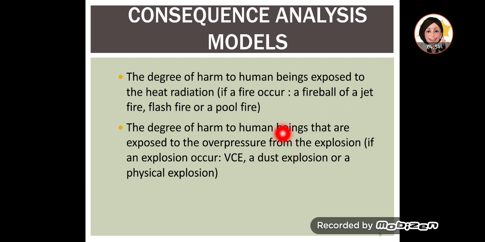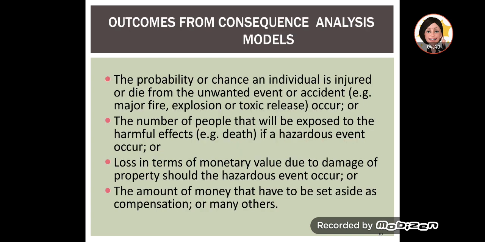So the degree of harm can be fire, explosive, or toxic. These consequence analysis models can give us the probability or chance of an individual being injured or dying from the unwanted event, or the number of people that will be exposed to the harmful effects. So how do we get this? By using the probit table. We calculate the impact and use the probit equation and probit analysis to identify the degree of impact on the people and the surrounding.